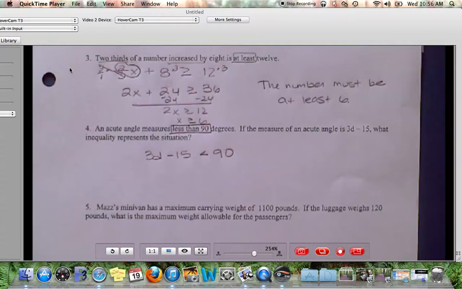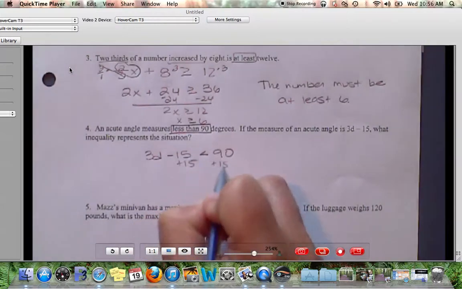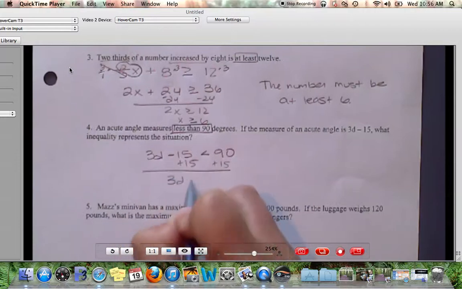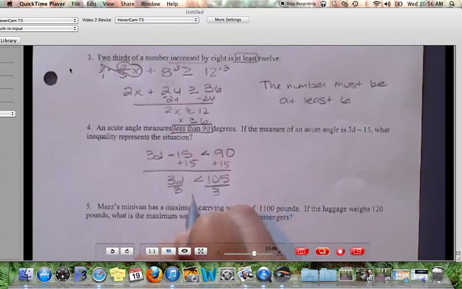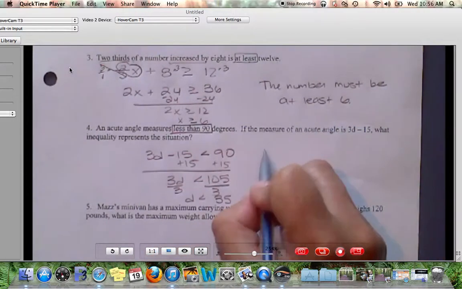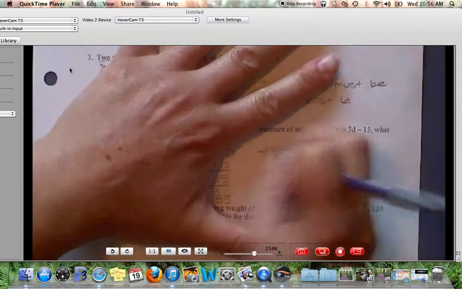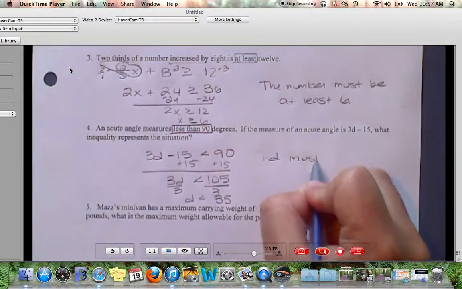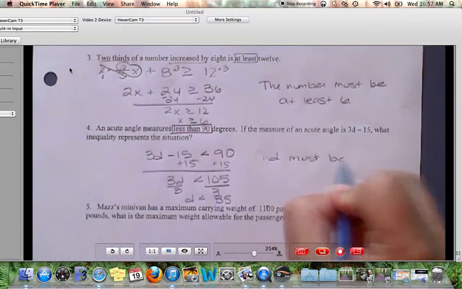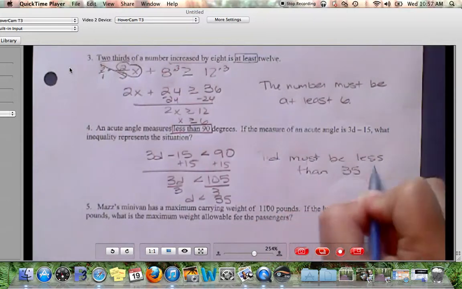How'd you do on that one? Go ahead and add 15 to solve. And we get 3D is less than 105. And divide by 3, D is less than 35. The angle, we have to say D must be less than 35 degrees.